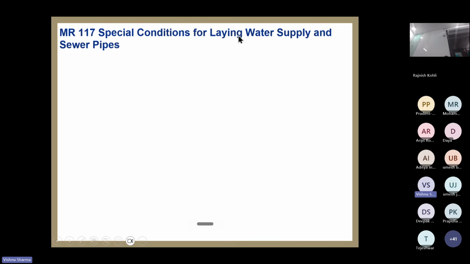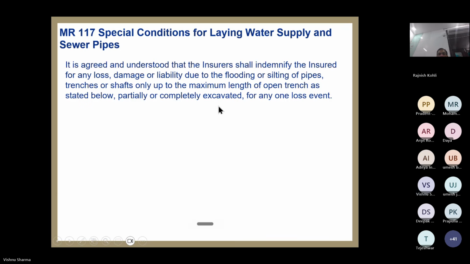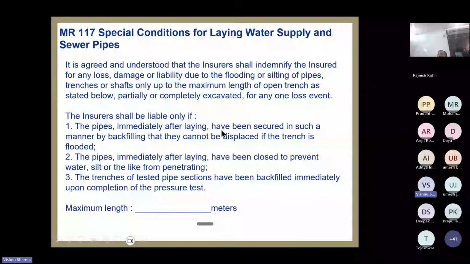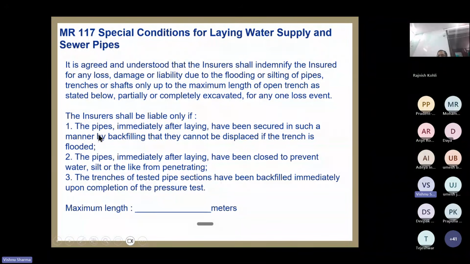Okay. ये special condition. This is regarding laying of water pipeline. तो इसमें क्या बोलते हैं कि the insurer shall indemnify the loss due to flooding or silting of pipes, trenches, shafts, only up to a maximum length of open trench as stated below. इसमें क्या है? Now you see, these are the conditions. Then only the loss will be paid. Now it defines the pipes immediately after laying have been secured in such a manner by backfilling, they cannot be displaced if the trench is flooded.